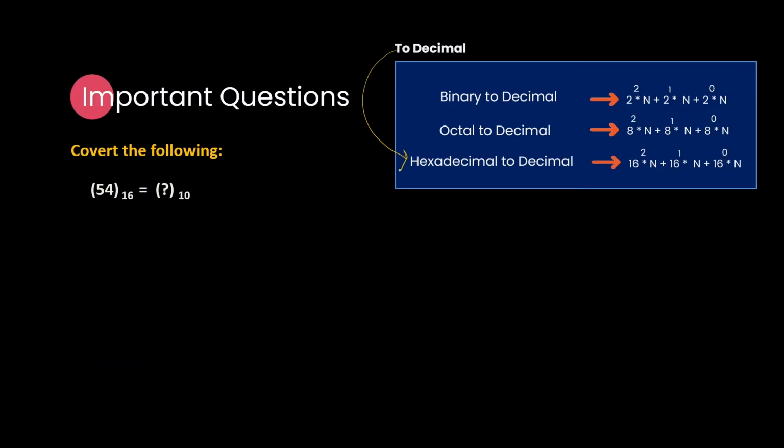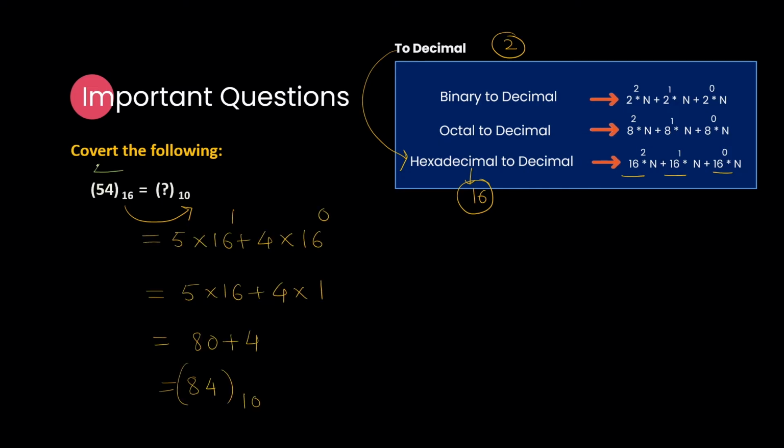Let's check out the third conversion from the second set. Hexadecimal to decimal. The base of hexadecimal number system is 16, so we will be taking power of 16. Let's follow the procedure and calculate the answer. From right to left, the first digit is 4 and the positional value is 16 to the power 0. The next digit is 5 and the positional value will be 16 to the power 1. Any number having power 0 will be 1. 16 5s are 80. 4 into 1 will be 4. So 80 plus 4 will be 84.